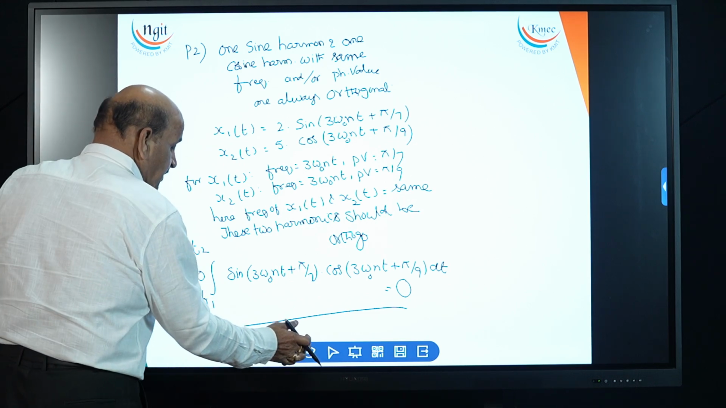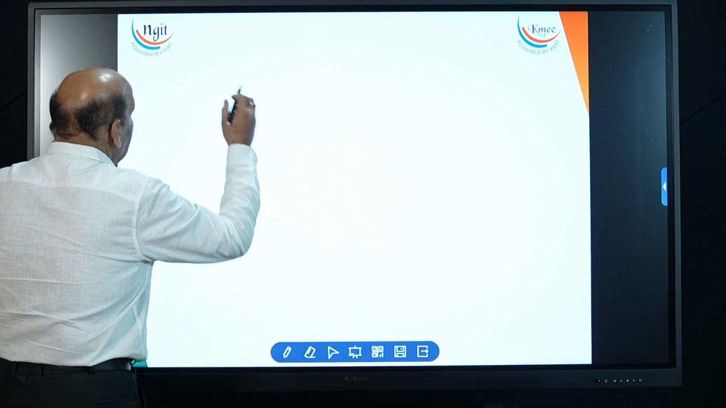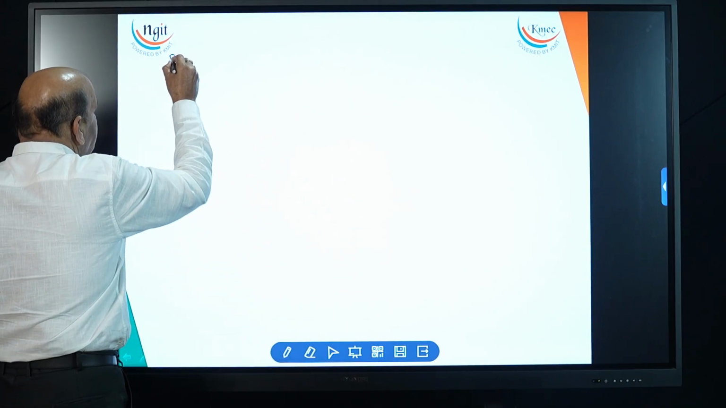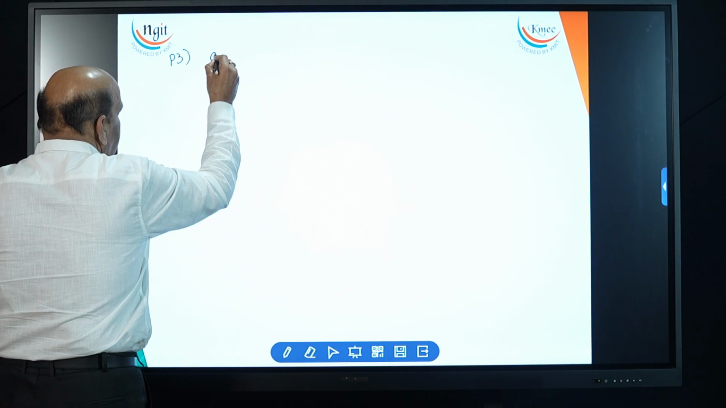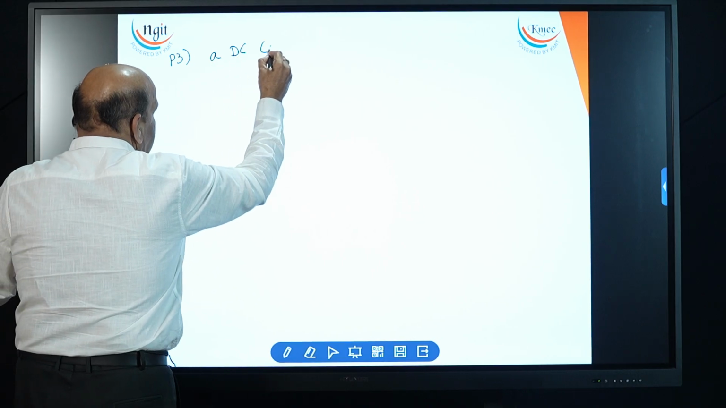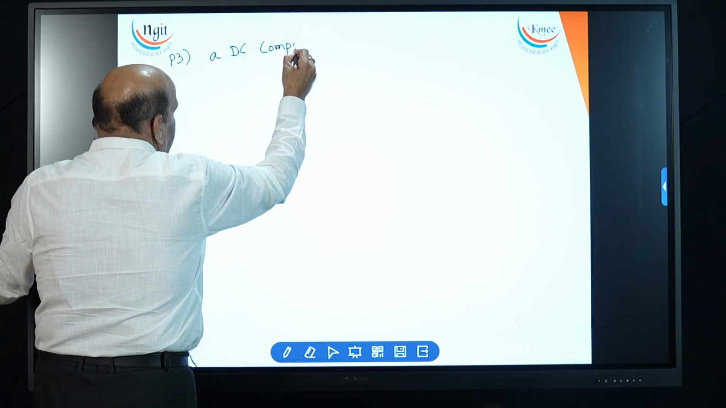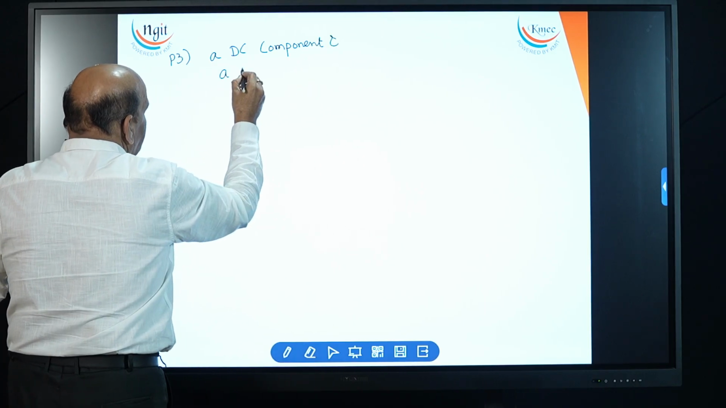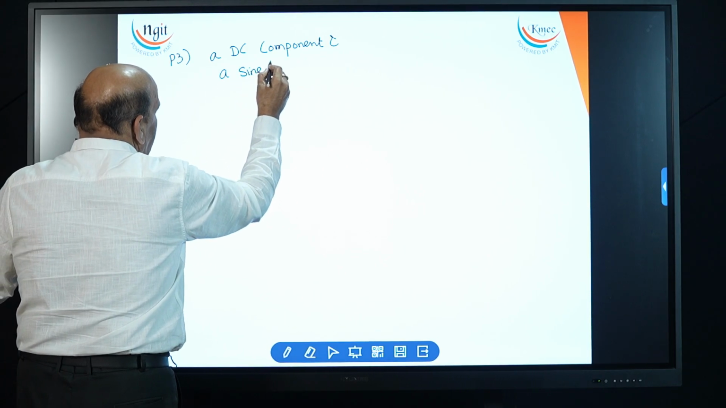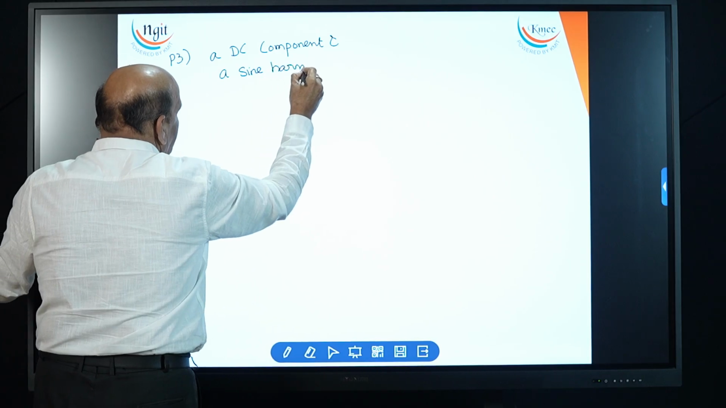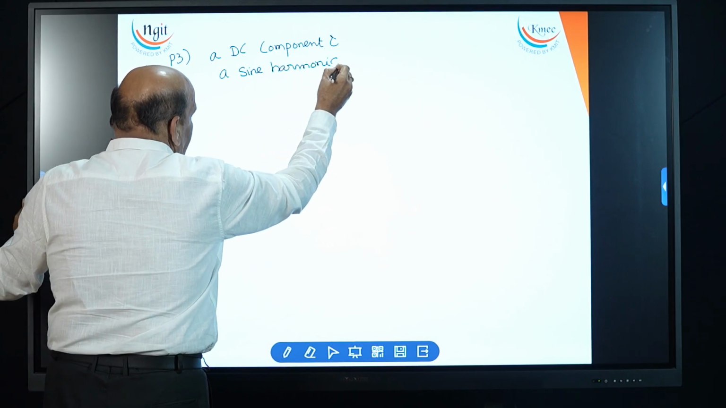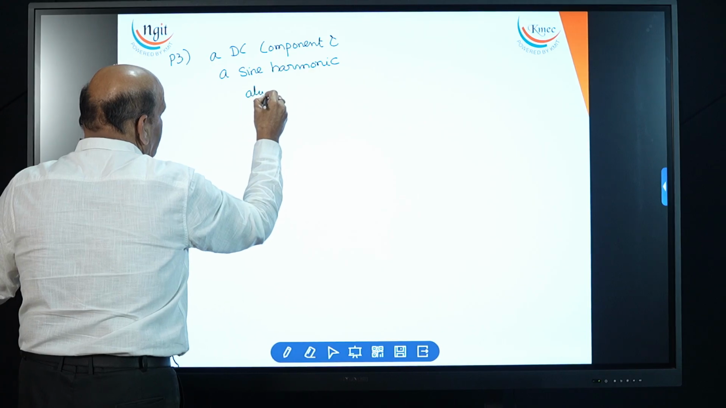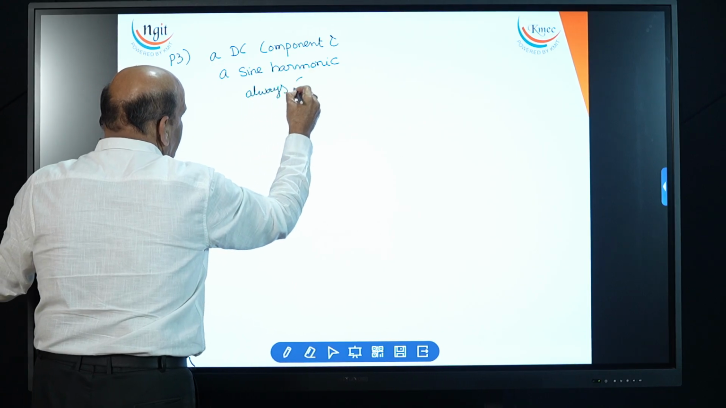Now, let us go for the third property. What is the third property? A DC component and a sine harmonic are always orthogonal. They are always orthogonal.